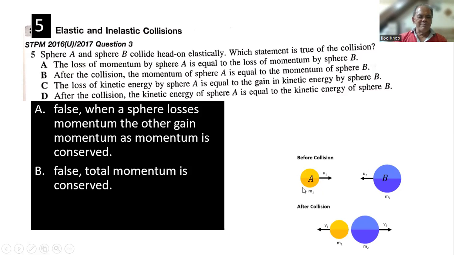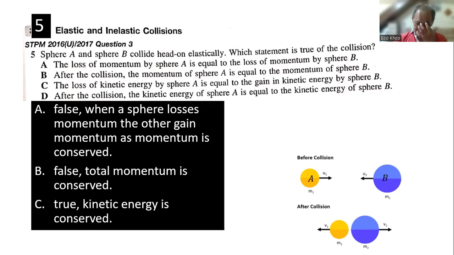The loss of kinetic energy by sphere A is equal to the gain in kinetic energy by sphere B. Right? They collide elastically. So it means that if there's a loss of kinetic energy by A, it must be gained by B. No, it cannot turn to other forms anymore.